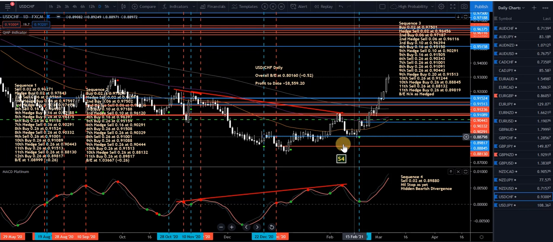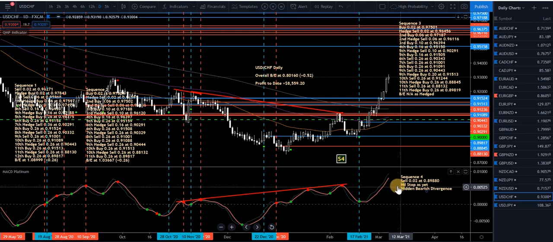My last trade, sequence 4, sell. What? Do I keep on? I think this happened in last week's video too. I haven't got a sequence 4.